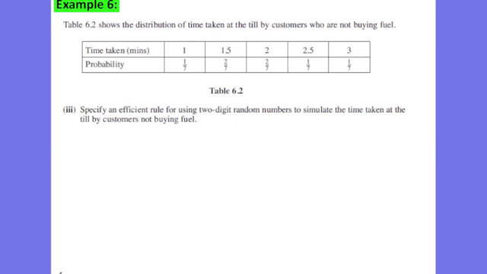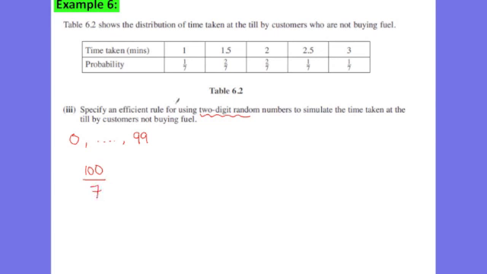Example number 6. This example involves using a 2-digit random number. So I'm not going to write out all the numbers, but we will go from 0 all the way inclusively to 99. This is the 2-digit random numbers. So here we're given a distribution of time taken at the till by customers who are not buying fuel. We can see here that, using 2-digit random numbers, we have 100 numbers.